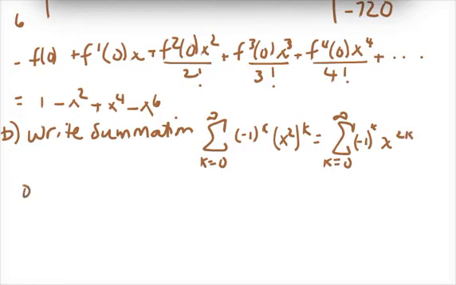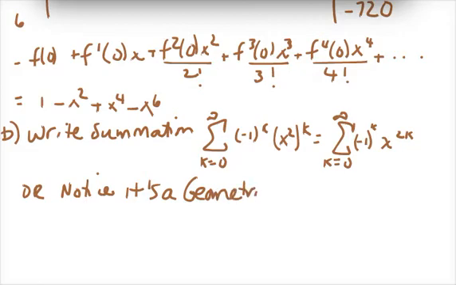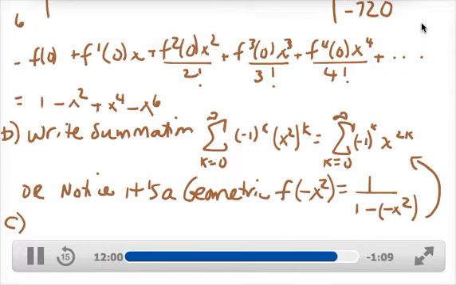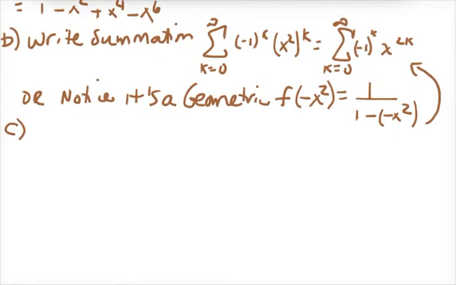So what you could have done is noticed that it looks like a geometric. Notice that it's a geometric, and it's a geometric for minus x squared. So this is 1 over 1 minus x squared. It's a lot easier. And you would have arrived at the same spot, which is a lot easier. The interval of convergence, but I wanted to walk you through the process.